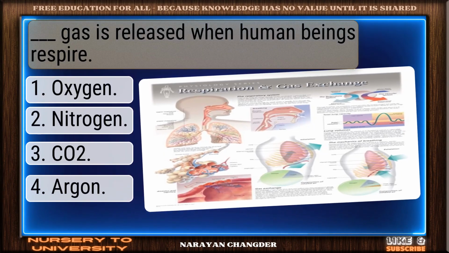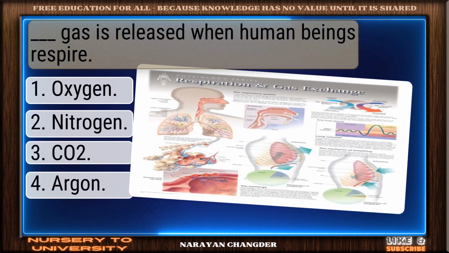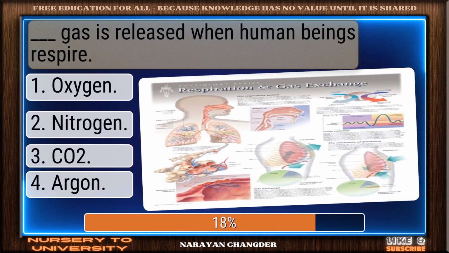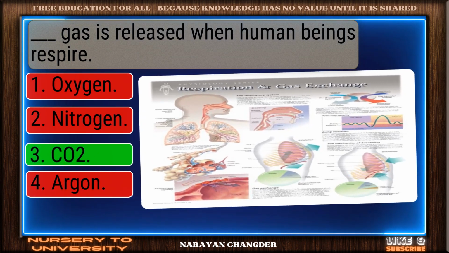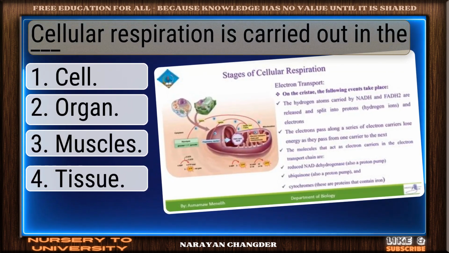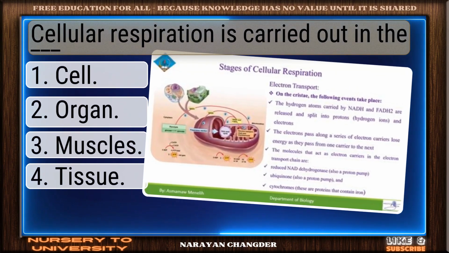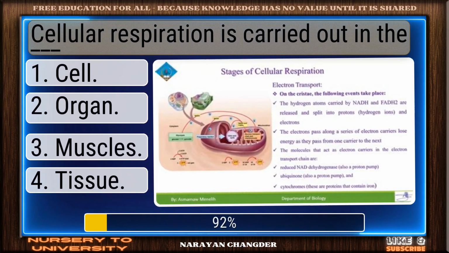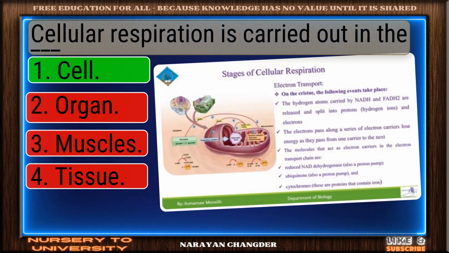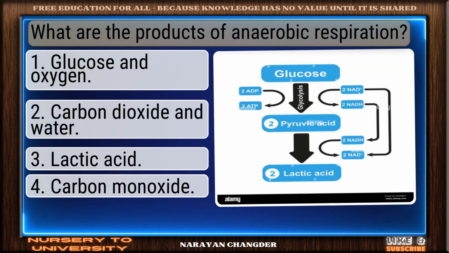Question number 13. Dash gas is released when human beings respire. You chose CO2 and it is correct. Question number 14. Cellular respiration is carried out in the dash. Smart pick. Cell is the correct choice.